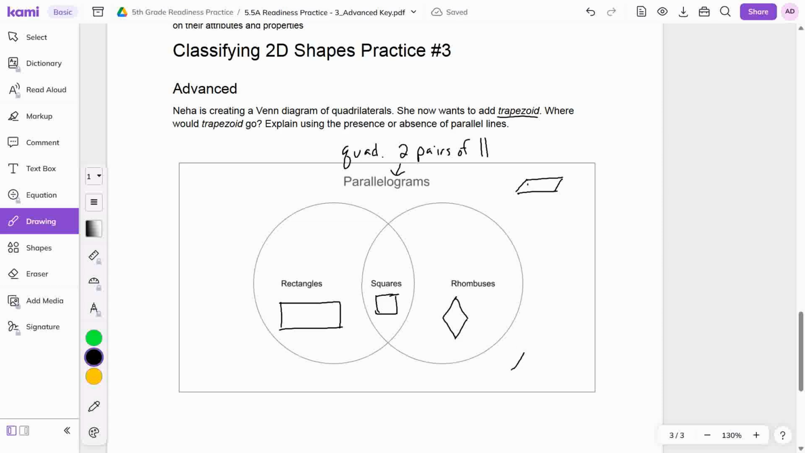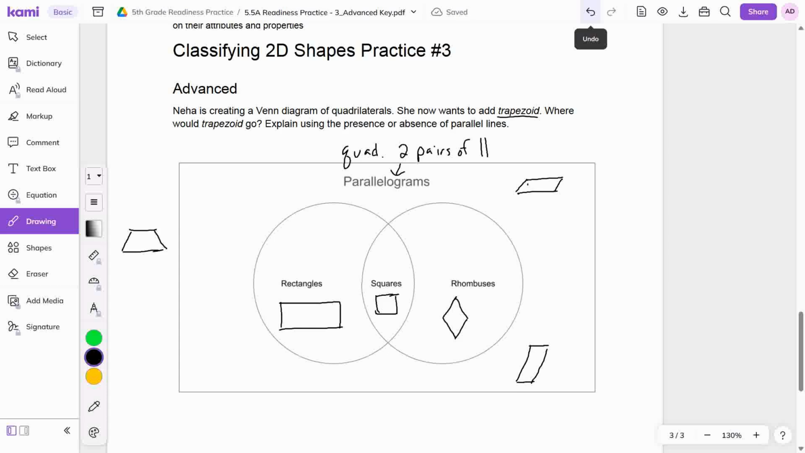So when we think of parallelograms, typically we'll think of shapes that kind of look like this, right? A little bit slanted, looks like a rectangle or square kind of pushed over to the side, but it's not a rectangle because they don't have four right angles. It's not a rhombus because all four sides are not equal, but they do have two pairs of parallel lines. What about a trapezoid? Well, a trapezoid would actually go somewhere out here. It goes outside of the box.